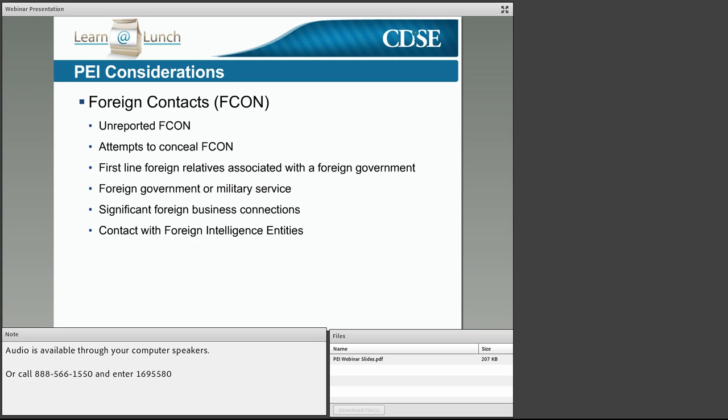There are a variety of behaviors regarding foreign contacts which could indicate possible espionage. Attempts to conceal foreign contacts on security clearance paperwork, in discussions with an investigator, or when speaking to coworkers are of concern. Close relatives who are associated with a foreign government could render a cleared person vulnerable to a foreign government's leverage for cooperation. Prior service in a foreign government may indicate loyalty to a foreign country. Significant foreign business connections may indicate foreign property investments or bank accounts, which could in turn indicate foreign preference. Contact with foreign intelligence entities could indicate an employee is passing on unlawful information or becoming the victim of a recruitment attempt. Next slide, please.